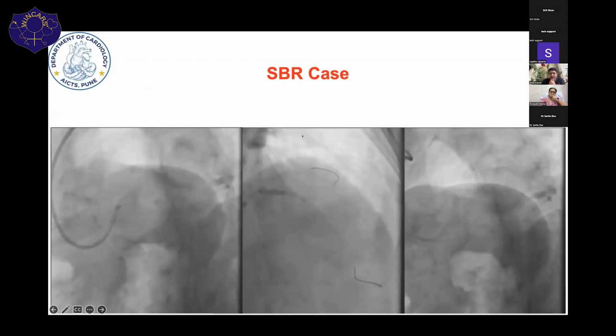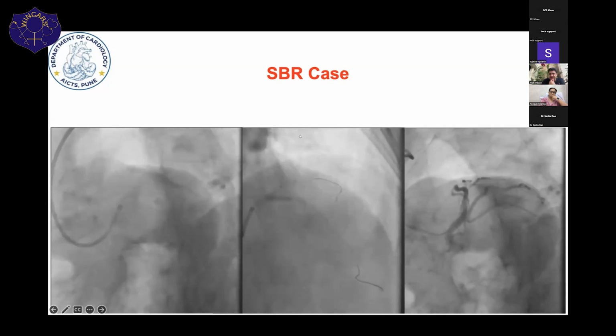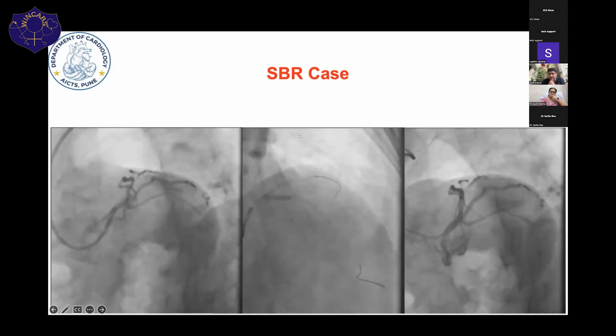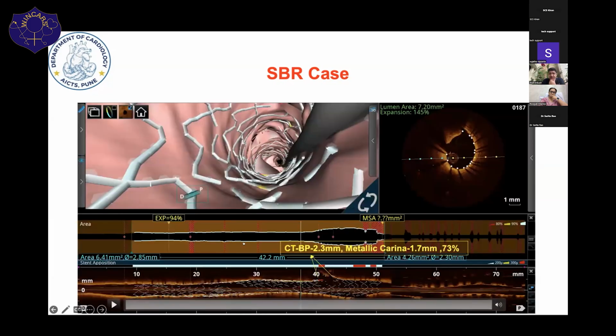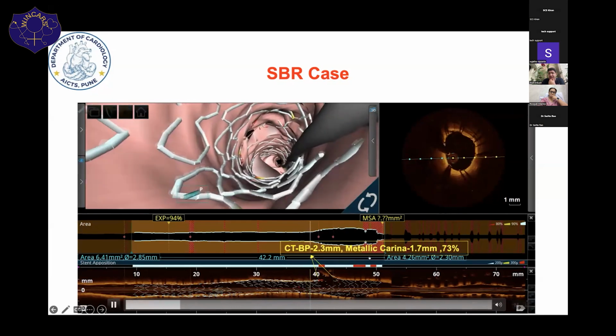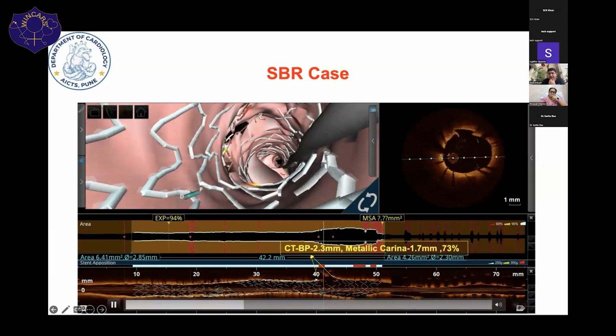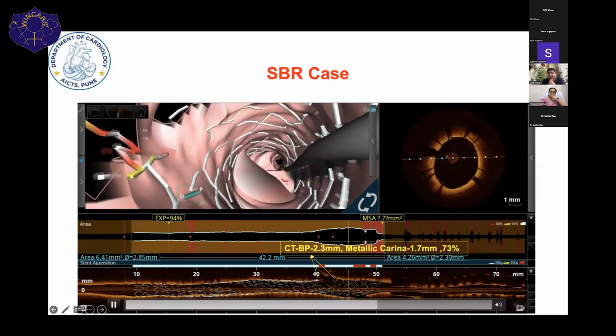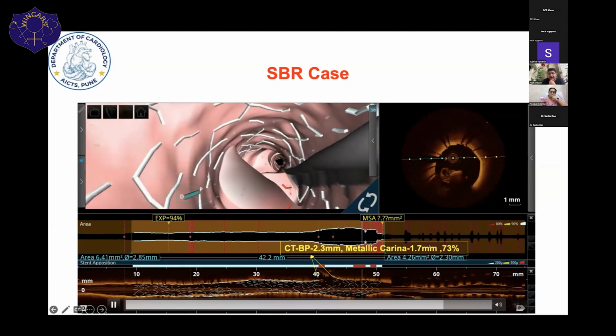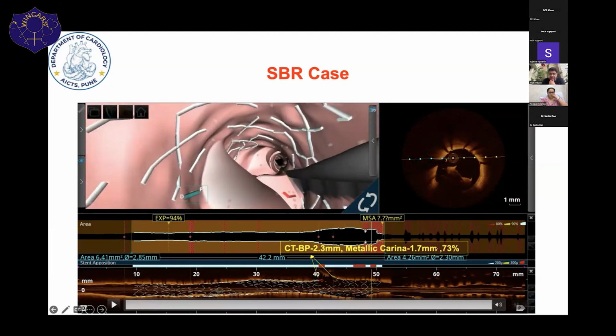This is another complex left main bifurcation disease, with final kissing balloon inflation. The angiographic result was good, but again, this patient had a side branch restenosis. In this patient also, when we analyzed the L mode of the index case, the CTBP length was 2.3, but the metallic carina that we left, which you can appreciate as a red bar, was malapposed with hanging stent struts. It was 1.7, and iatrogenic stenosis was 7.73%.